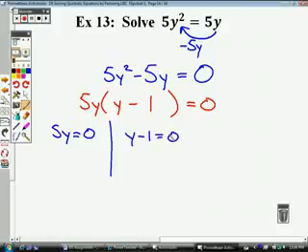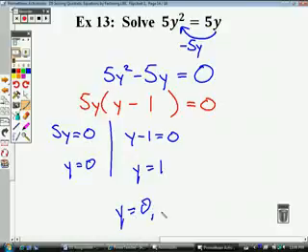What's the answer on the left? 0. And what's the answer on the right? 1. So we got 2 answers. y equals 0, comma, 1. Okay, anybody lost on that one? No? All right, we only got 3 more to go.